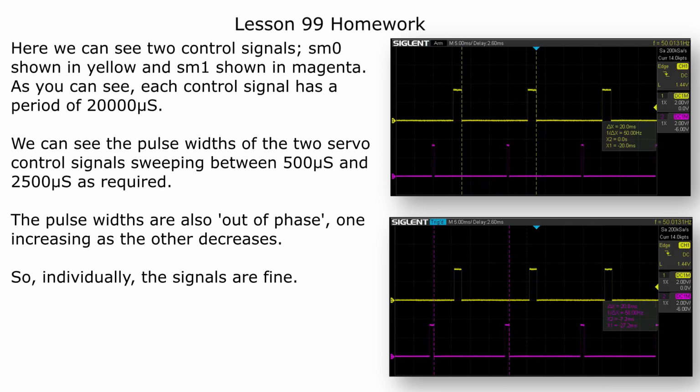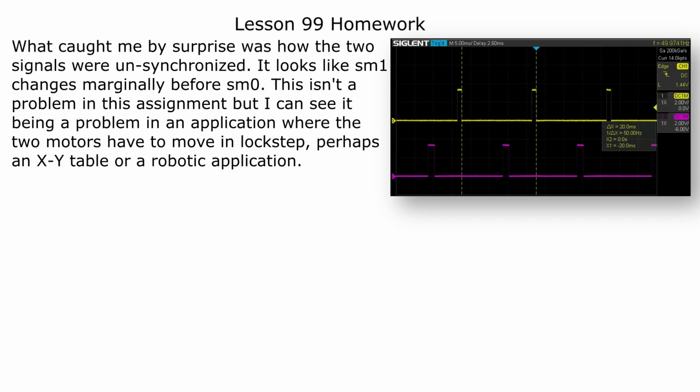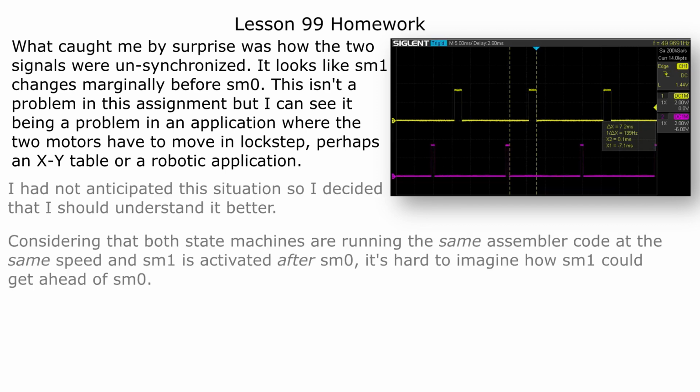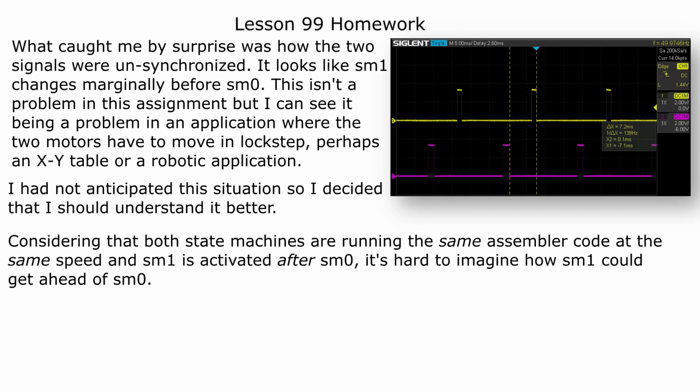So individually, the signals are fine. What caught me by surprise was how the two signals were unsynchronized. It looks like SM1 changes marginally before SM0. This isn't a problem in this assignment, but I can see it being a problem in an application where the two motors have to move in lockstep, perhaps an XY table or a robotic application. I had not anticipated this situation, so I decided that I should understand it better.